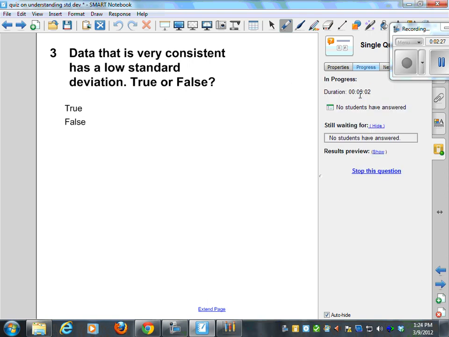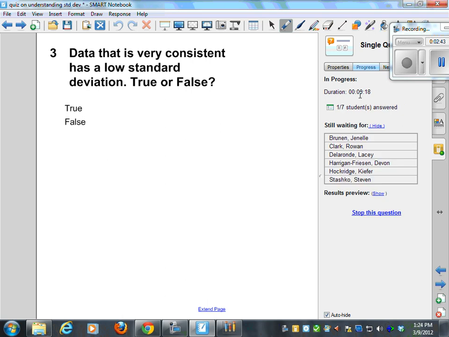Data that is very consistent has a low standard deviation. True or false? Data that is very consistent has a low standard deviation. Means they're all pretty close to the same.